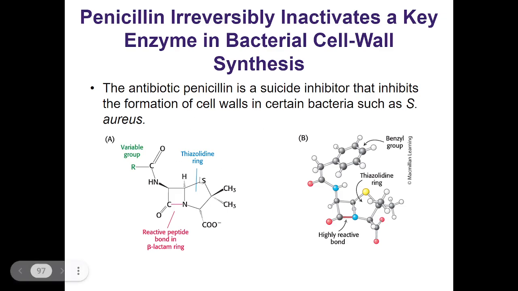But this is, again, a suicide inhibitor. So it's going to inhibit the formation of your cell walls in certain bacteria. This right here being what it looks like. And this is the bond, the groups here that would normally attach. This right here is your highly reactive bond that's going to break and then cause that covalent modification.